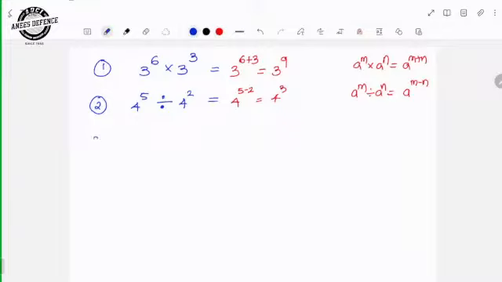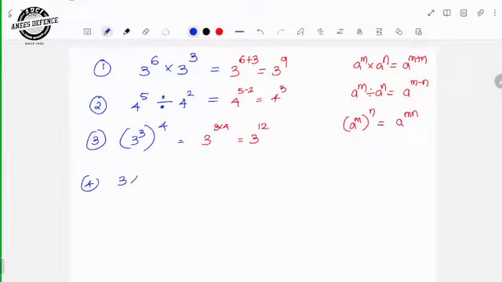Then another question, third one. 3 raised to 3, the whole raised to 4. This can be done by using the formula a raised to m, the whole raised to n, is equal to a raised to mn. So this can be written as 3 raised to 3 into 4, that will become 3 raised to 12. Another one.